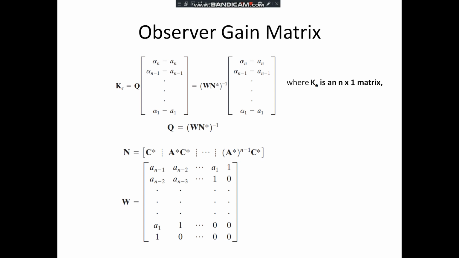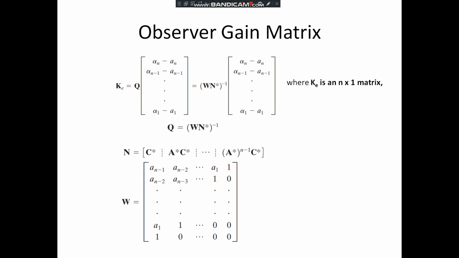For observer design using the transformation matrix, Ke is equal to Q into a column with first row alpha n minus an, second row alpha n minus 1 minus an minus 1, and the last row alpha 1 minus a1, where Q is obtained as W into N transpose, its inverse, where N is C transpose, A transpose C transpose, up to A transpose n minus 1 C transpose, and W is obtained from an minus 1, an minus 2, up to a1, and the last element is 1.